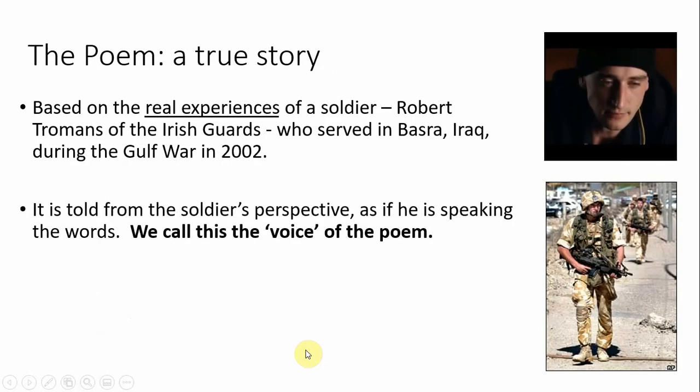This particular poem is based on a true story about Robert Tromans of the Irish Guards, and this is a still clip from the documentary itself. This is Guardsman Tromans. He served in Basra, Iraq during the Gulf War in 2002, and this poem tells a story from that time. It's told from his perspective as if he is speaking the words, and we call this the voice of the poem. So when we talk about the writer using the voice of the poem, we've got to remember that Simon Armitage was never a soldier, was never in Basra, and he's writing a story in the character of the soldier.